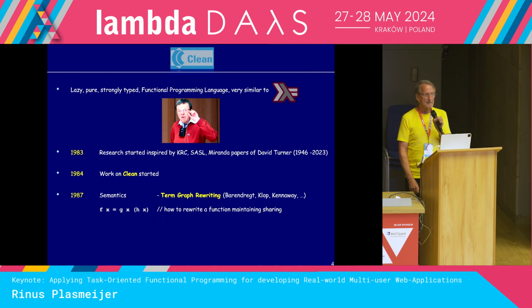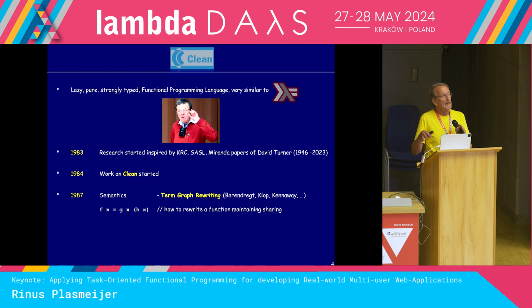Together with Henk Barendregt and Jan Willem Klop, who is Mr. Rewrite System, and people from East Anglia, Ronan Sleep and Richard Kennaway, we thought about what the proper semantics of functional programming should be. Together we came up with the idea of term graph rewriting, which explains how to rewrite a function in such a way that you maintain sharing.